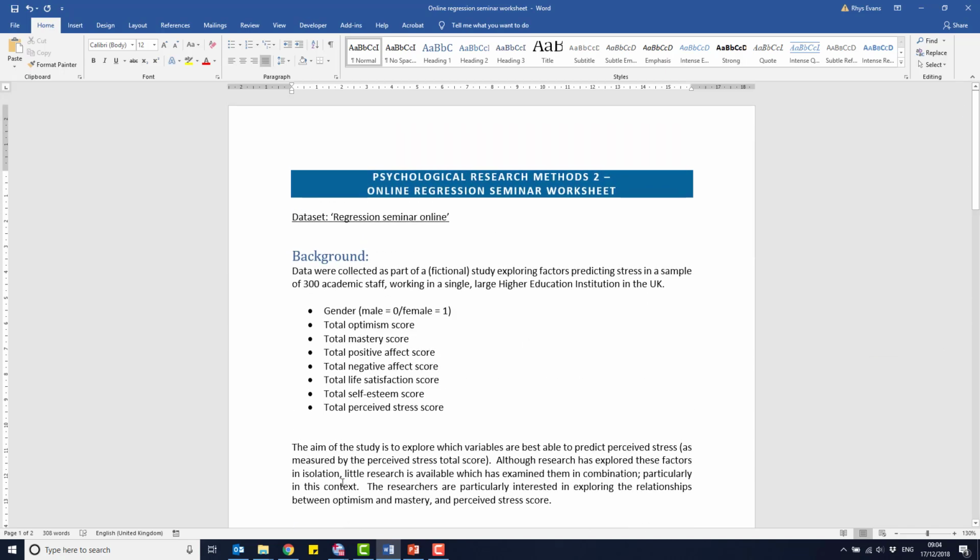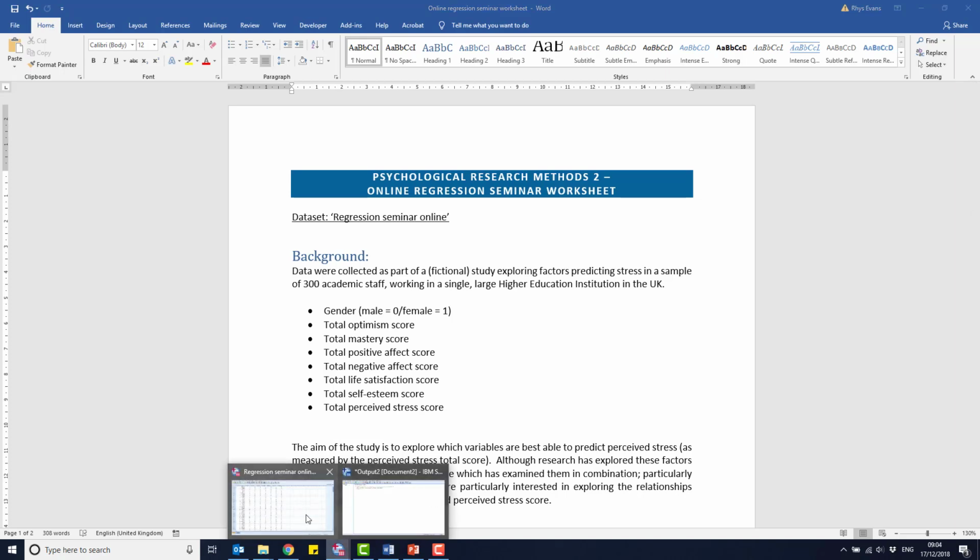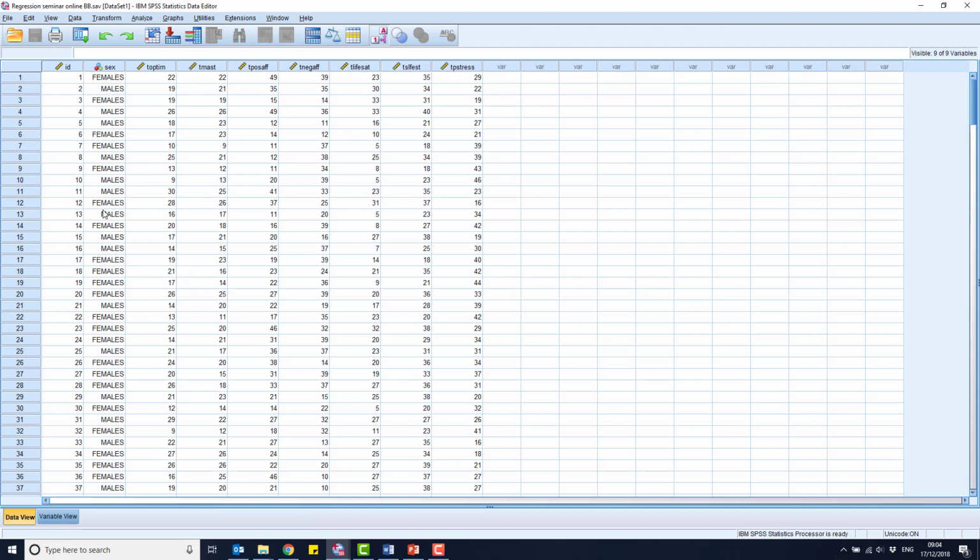I'll just show you the data set now, and then I'll ask you to pause the video to have a go at it, and then once you've done that, to start the video again, where I'll be talking through different approaches to analysis and how they're interpreted. Okay, so just to quickly show you the data set. So this is the data that you have access to.